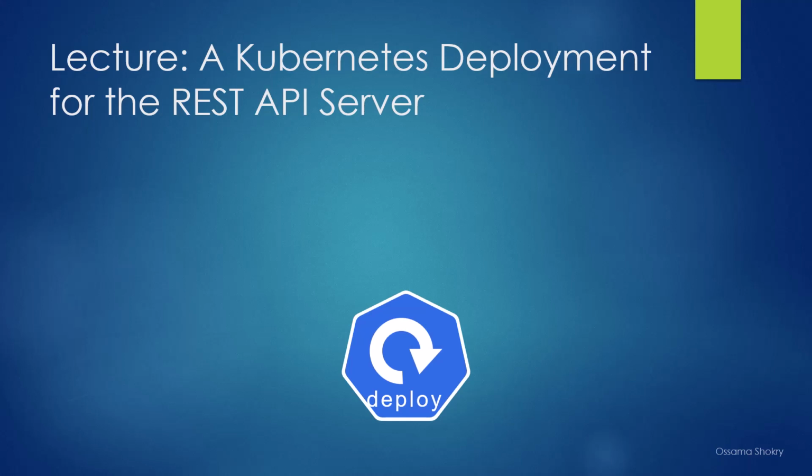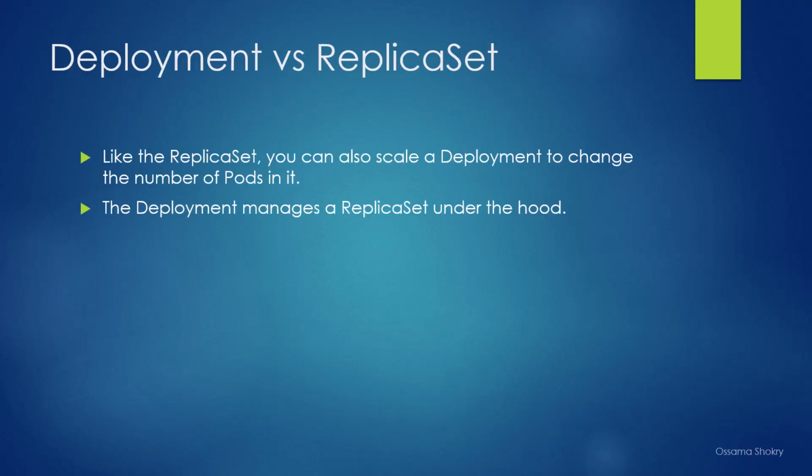Hello and welcome. In this lecture, you will look at the definition of the Kubernetes deployment for the REST API server. Let's get started. Like the ReplicaSet, you can also scale a deployment to change the number of pods in it. Actually, the deployment manages a ReplicaSet under the hood.